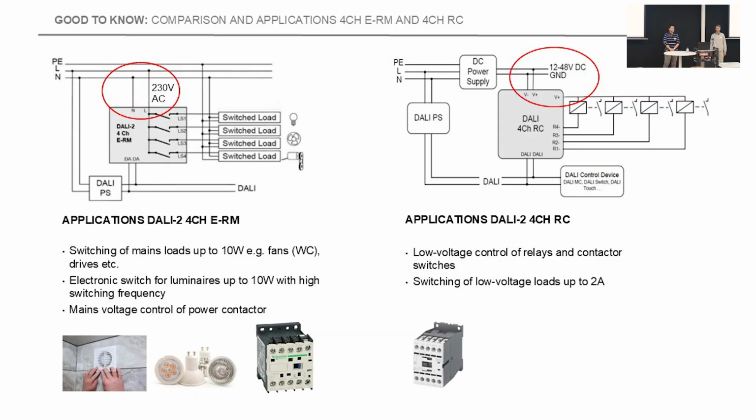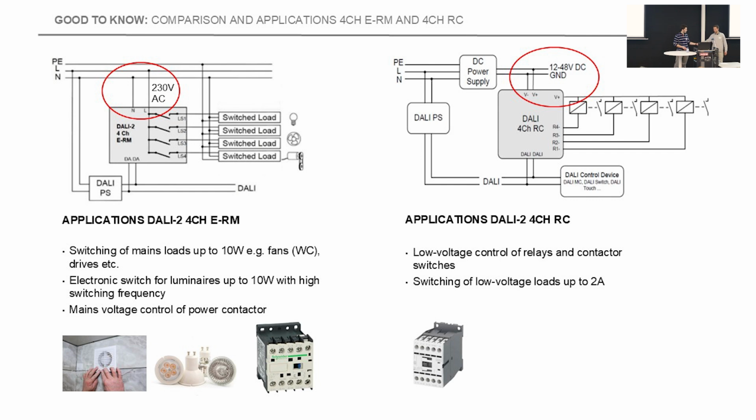I want to compare this device quickly with our 4-channel RC. So the ERM is made for 230 volts mains loads, and the RC is a similar device, just for low voltage applications, but up to 2 amperes.